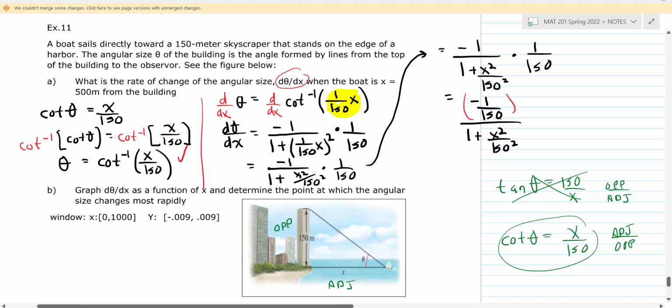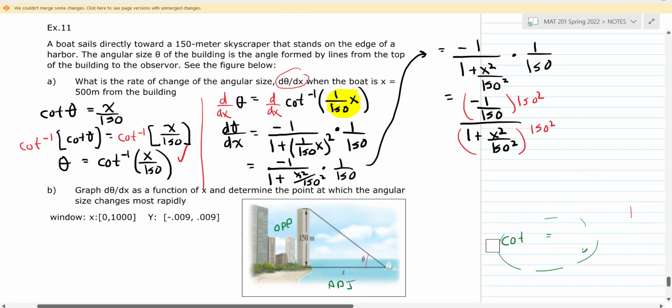So if I multiply both the top and bottom by 150 to the second power, that's going to get rid of that fraction for us and make this expression a little bit easier. And just leave the 150 squared alone. Don't use your calculator or anything.